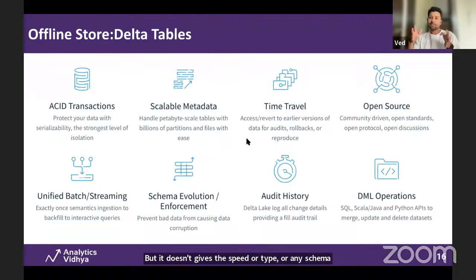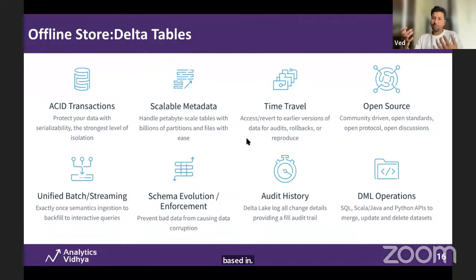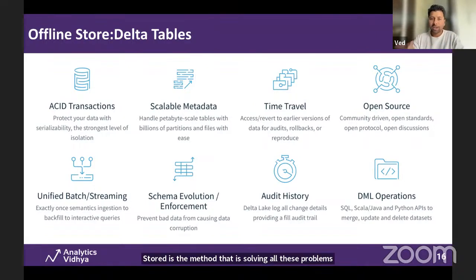So we have talked about the challenges of real time, and how we are solving them. Feature store is the method that is solving all these problems. And in that feature store, we are talking about what kind of different storage we can use. We talked about Redis. Now moving to the next part, the offline store.